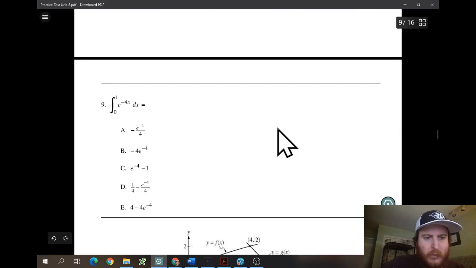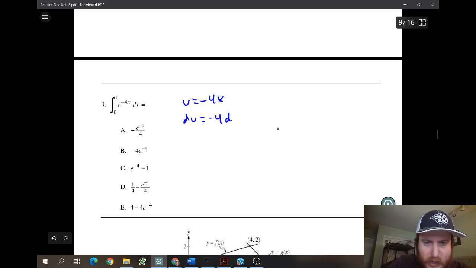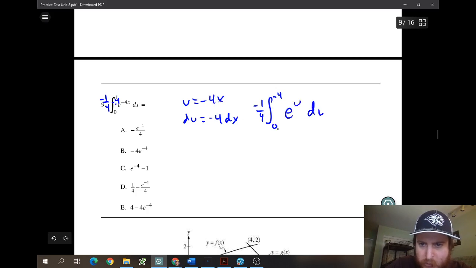Okay, here's another u-sub. So our u here is going to be negative 4x, and our du will be negative 4 dx. So I'm going to multiply times negative 4 inside and times negative 1/4 outside. I like to plug in my endpoints, so I'm going to. You don't have to. When I plug in, 0 times negative 4 is 0, 1 times negative 4 is negative 4, and then this will be of e to the u du.